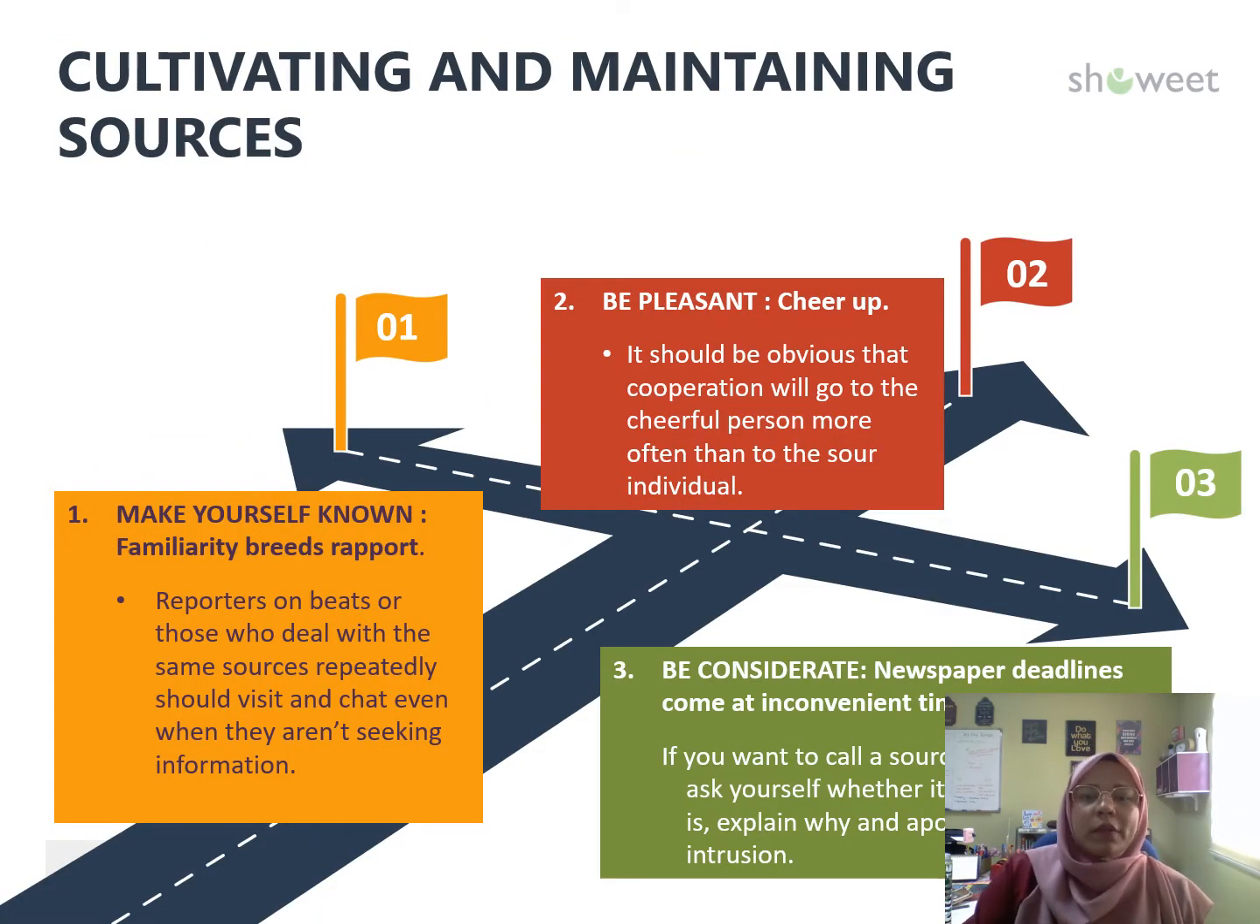Okay, right. So this is how we want to cultivate and maintain our sources. First, we have to make ourselves known. We have to create a good rapport with the sources that we try to get information from. We need to make ourselves familiar. People should know us as reporters, as someone who writes a spot report, so that they will feel comfortable sharing the information.